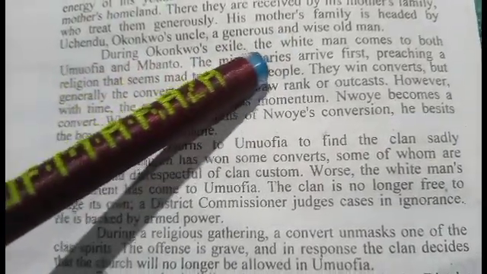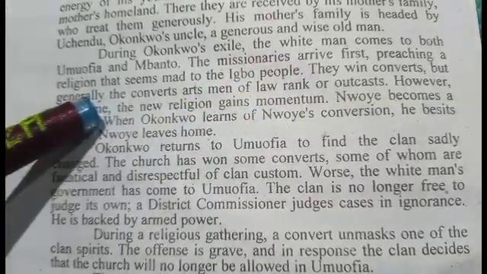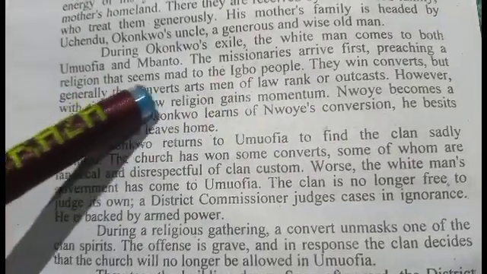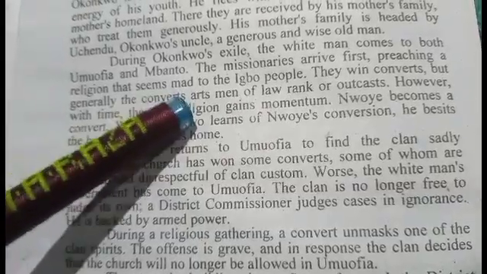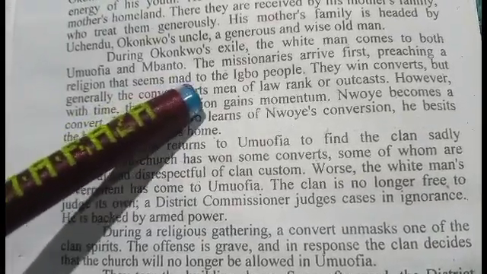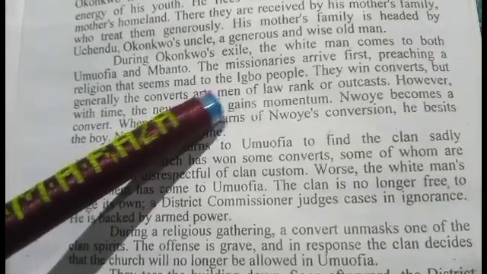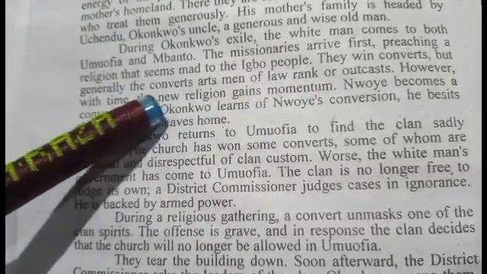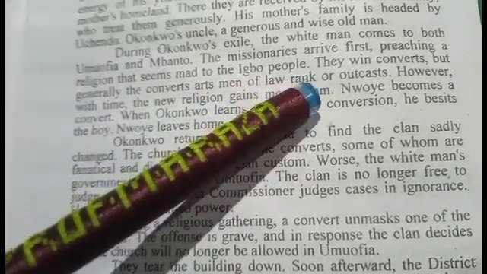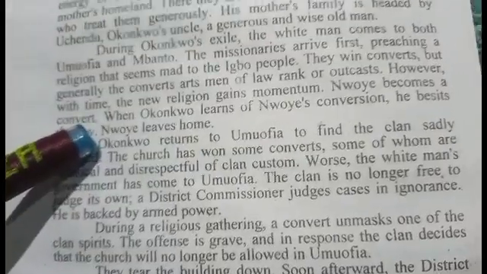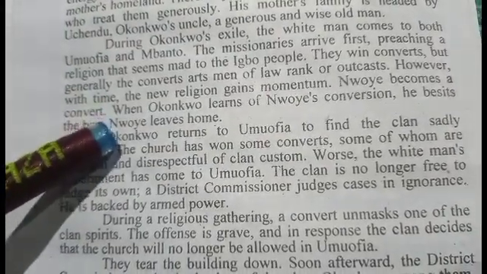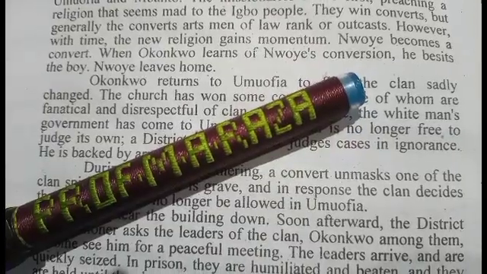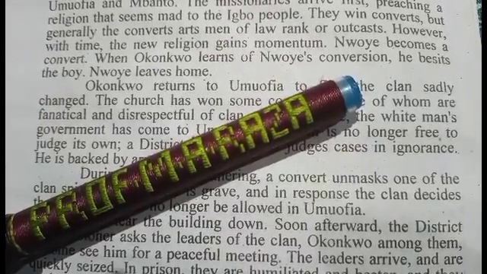During Okonkwo's exile, the white man comes to both Umuofia and Mbanta. The missionaries arrive first, preaching a religion that seems mad, not made, mad, to the Igbo people. They win converts, but generally the converts are men of low rank or outcasts. However, with time, the new religion gains momentum.